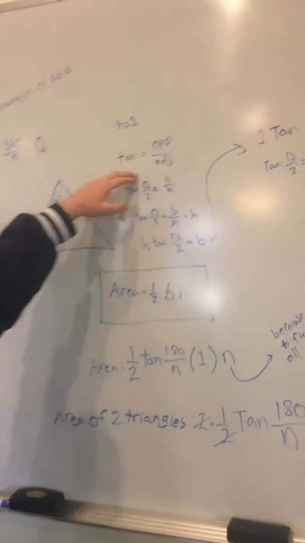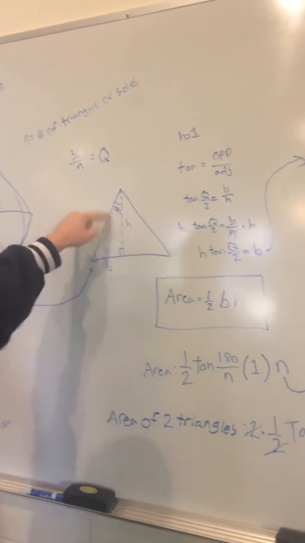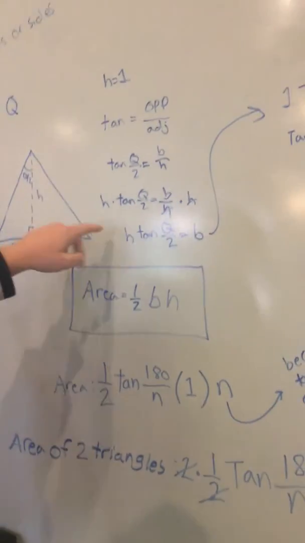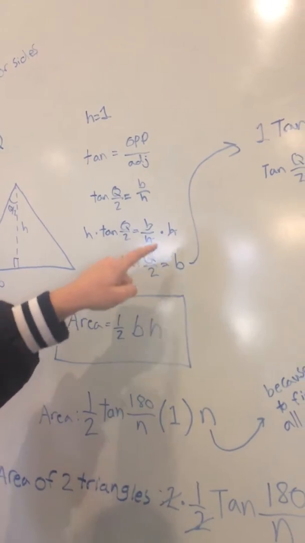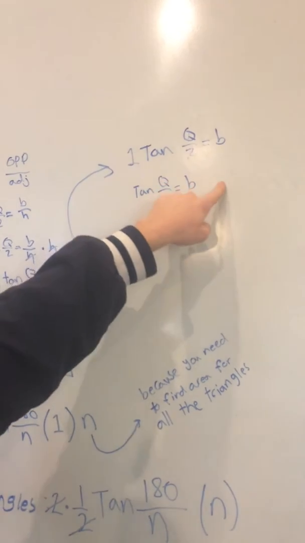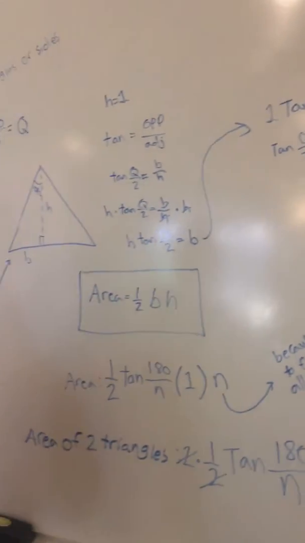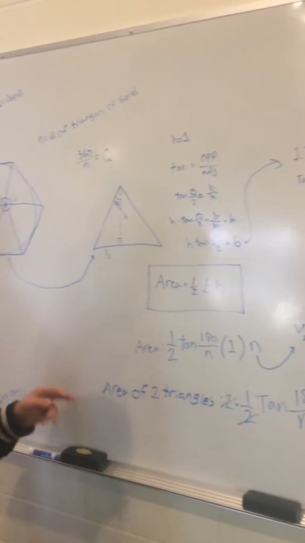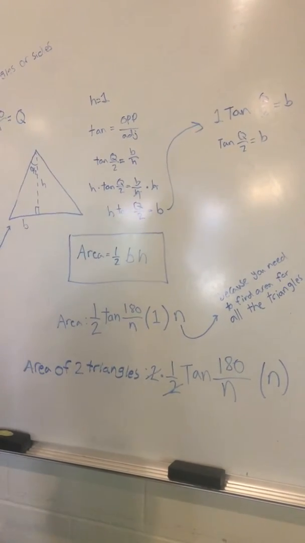So to find the area, we'll have 1/2 base times height. And you know that tangent is opposite over adjacent. So you go tan of Q/2, because that's the angle, equals base over height. You were trying to find the base, so you get the base by itself, and you go H tan(Q/2) equals B. You know that H is 1, so 1 times tan(Q/2) equals B, and that means that tan(Q/2) equals B. Now, because in a triangle there are 180 degrees rather than 360, you know that it's going to be tan of 180 over n sides.